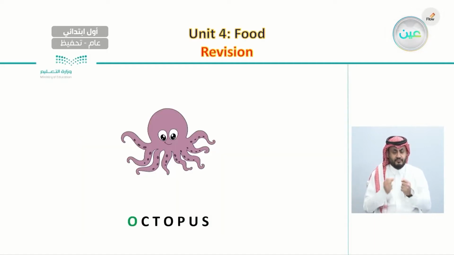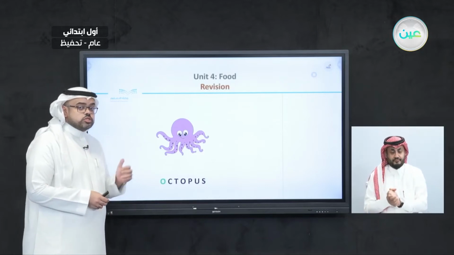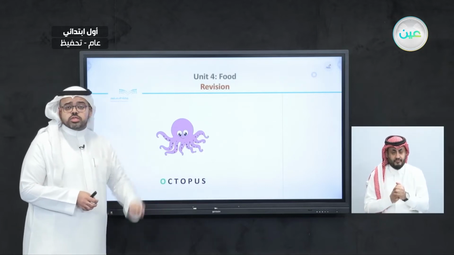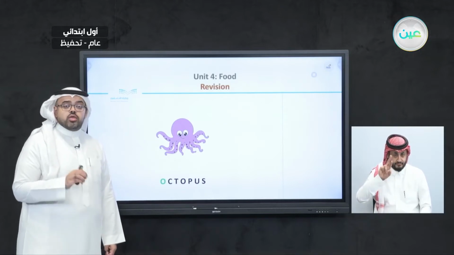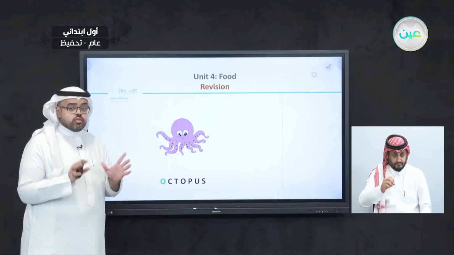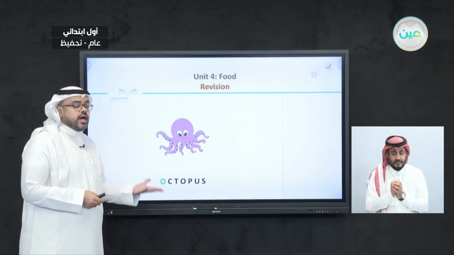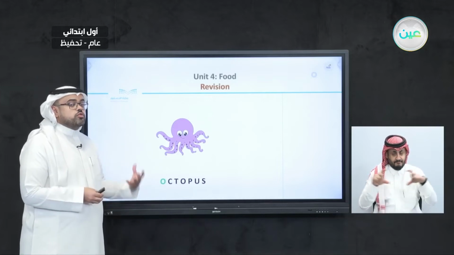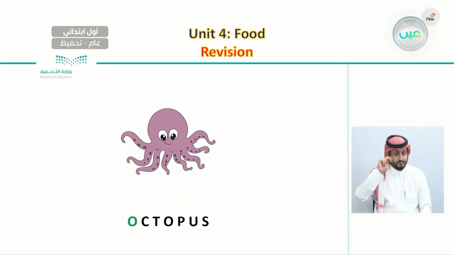Quick revision on our last lesson. In our last lesson, we learned 4 important words. And these words were in 4 important letters that we did focus on last time. These letters were the letter O. The first letter we learned is letter O. And the word that we use for letter O is the word octopus.